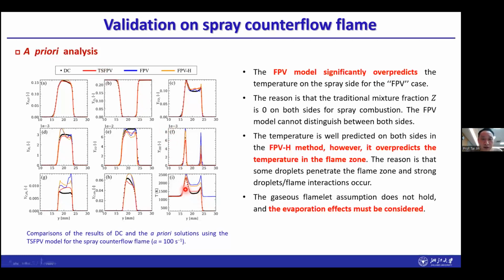For the TSP model, the agreement is quite a bit better. If we look at the other species mass fractions, you can see that also for the intermediate species, the results from the TSP model are better than the other two models. So from these results, we can see that the evaporation effects need to be considered in the calculation.